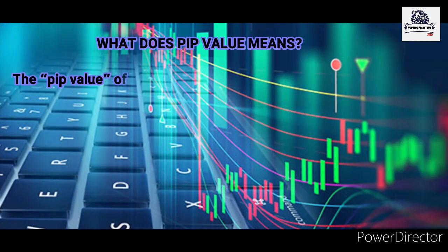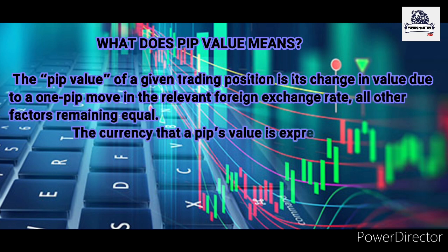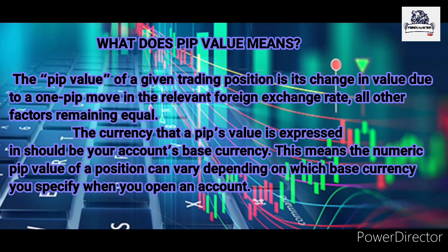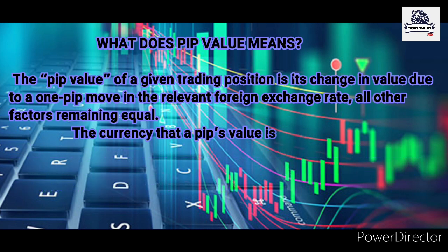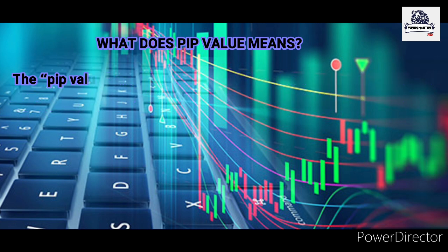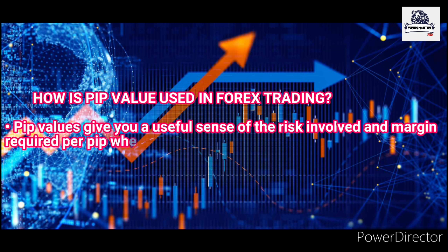Now we are going to look at what pip value means. The pip value of a given trading position is its change in value due to a 1 pip move in the relevant foreign exchange rate, all other factors remaining equal. The currency that a pip's value is expressed in should be your account's base currency. This means the numeric pip value of a position can vary depending on which base currency you specify when you open an account.